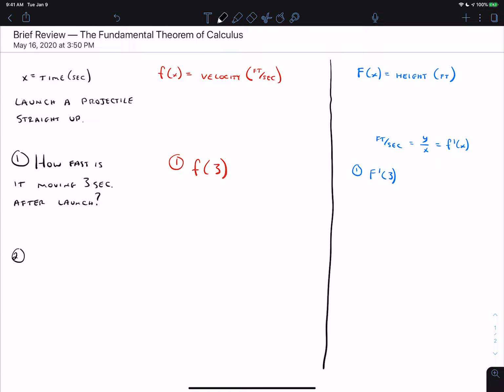Problem 2, I want to look at how far. And I want to know, by that, I want the displacement. Does the projectile move from 2 seconds to 6 seconds?